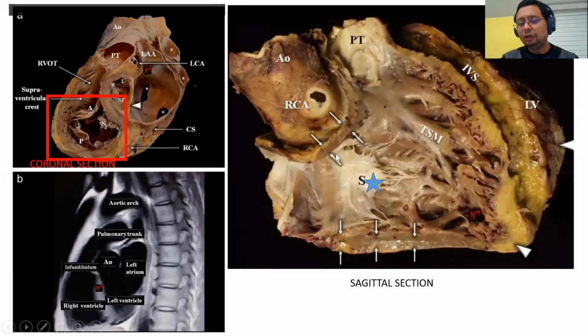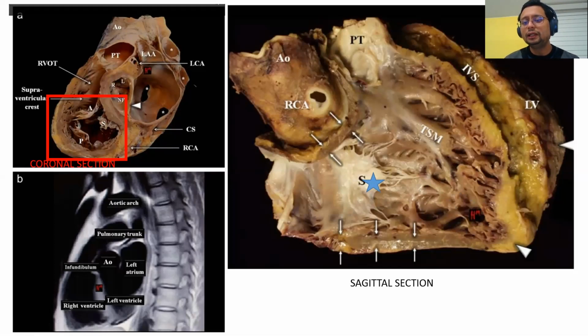Now, as you go a bit further down to the apex, you can see this is actually very muscular. So if you have a hole somewhere here, that is called muscular VSD. Now, muscular VSD is the most common VSD in childhood. The reason we don't see muscular VSD as much in adulthood is because this normally will close spontaneously. All right, so that is muscular VSD.